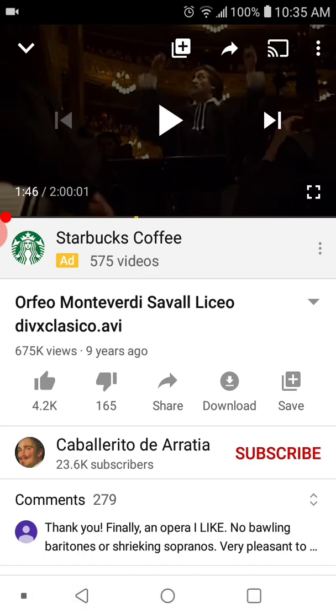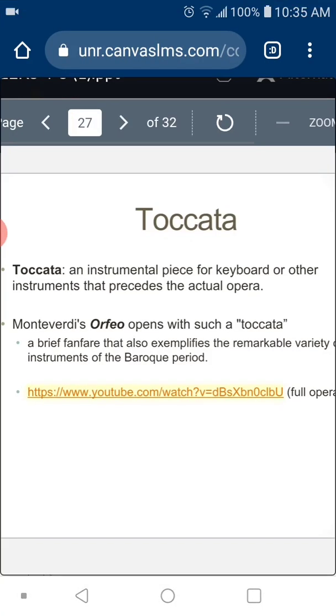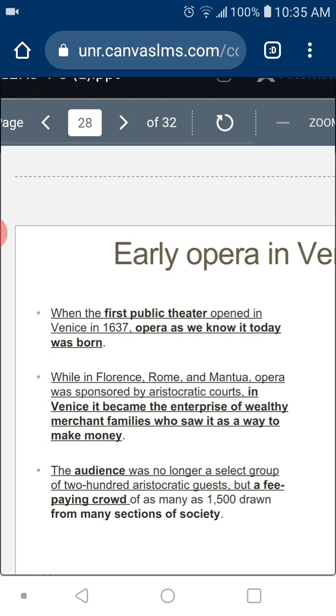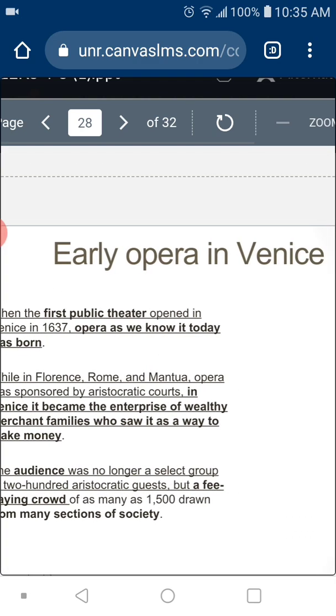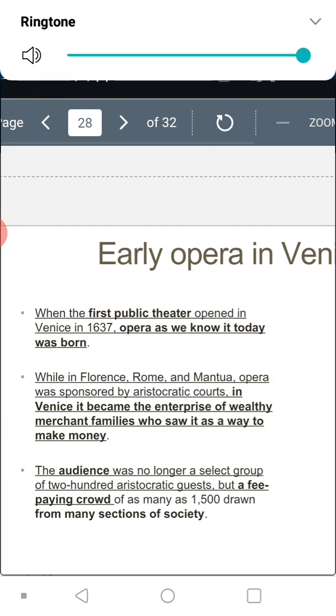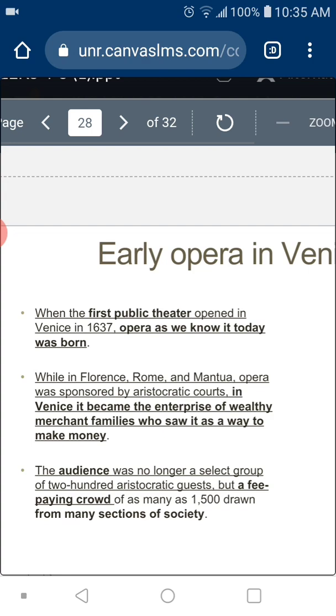That was the instrumental introduction to the opera. Now, the last thing I want to mention today is that opera started as a court phenomenon. So very few people had access to opera because they had to be part of the court in order to listen to the operas. But by 1637 we have the first public theater that opened in Venice.